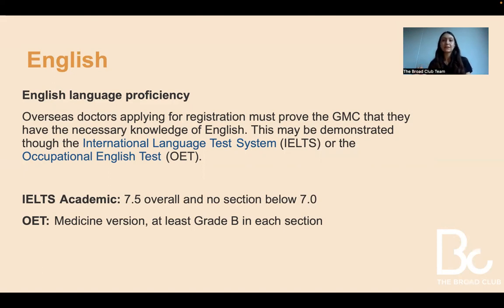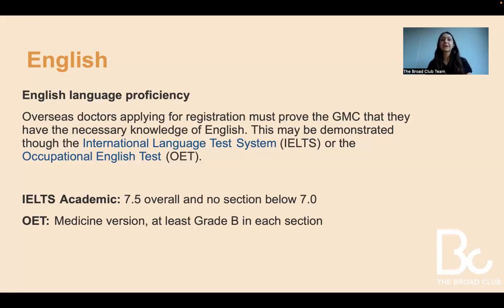It has to be IELTS Academic, and the score they are looking for is 7.5 overall. No section, reading, listening, writing or speaking, below 7.0. And if you are taking the Occupational English Test, you have to take the medical version and at least grade B in each section.